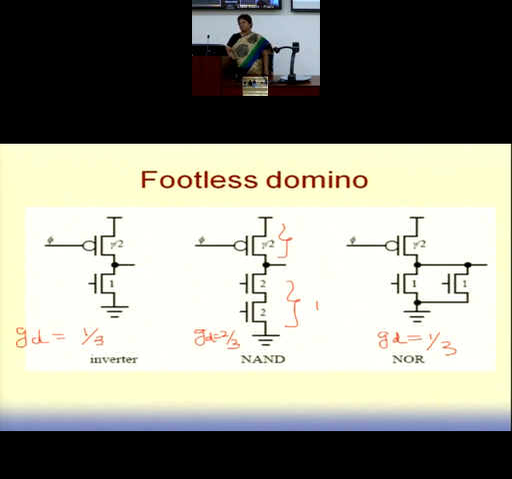Now this is footless domino. One domino is a footed domino, the other is a footless domino. Footless means you remove the evaluation transistor. Then G becomes even lesser. It becomes 1 by 3. What's the drawback of a footless domino over a footed domino?